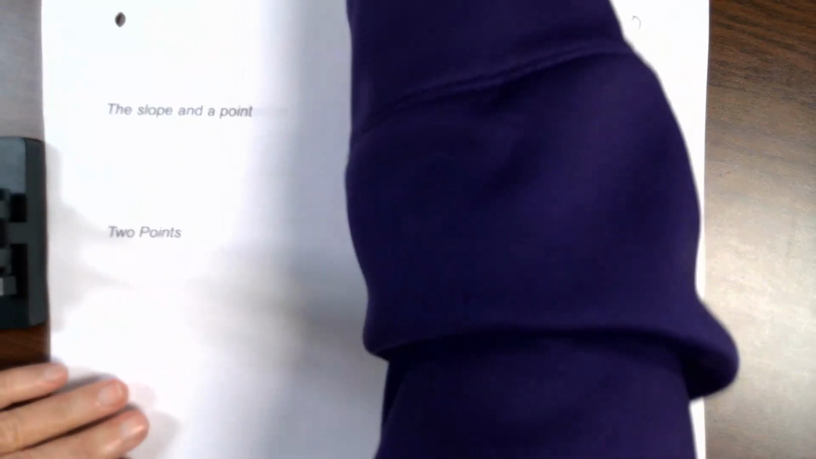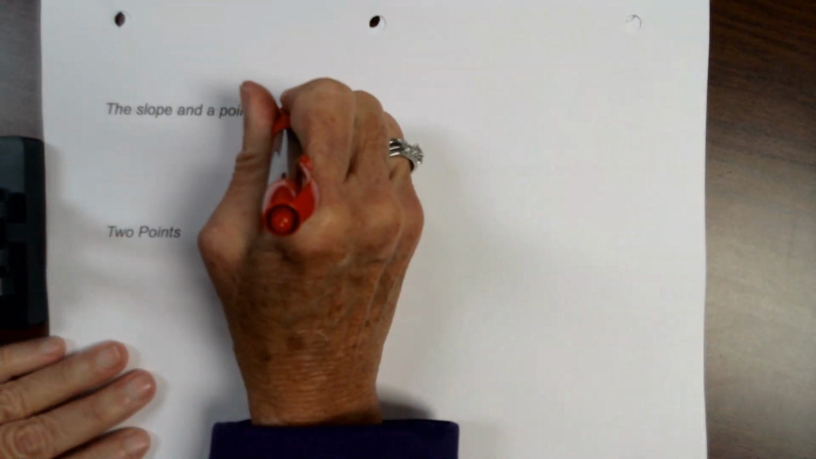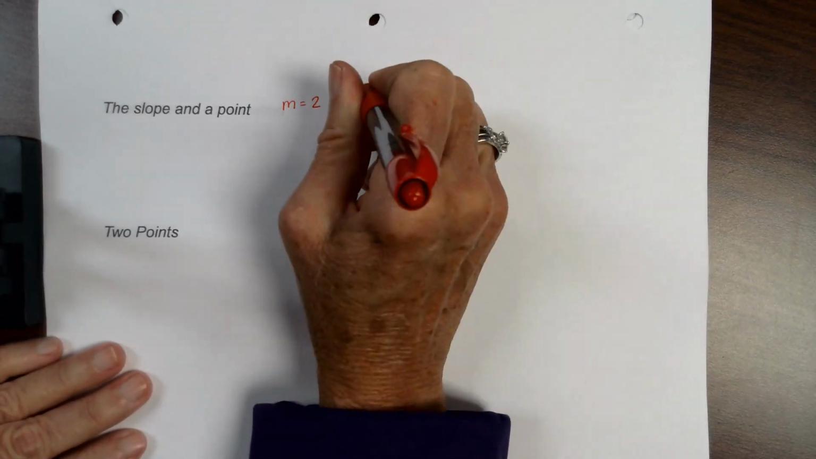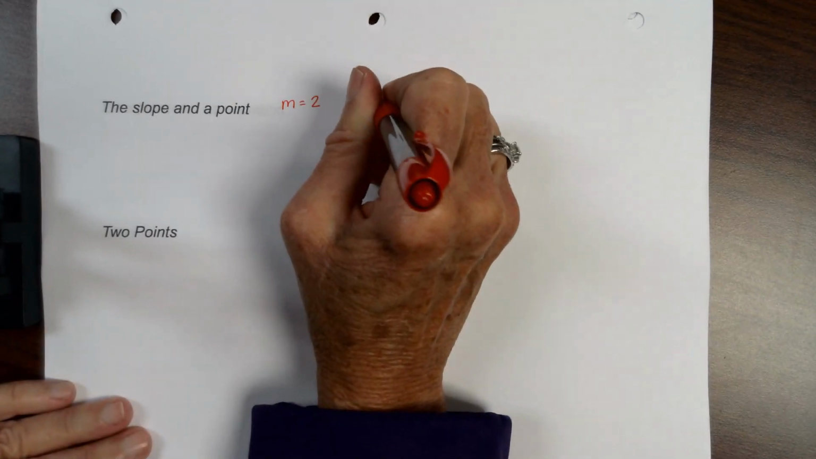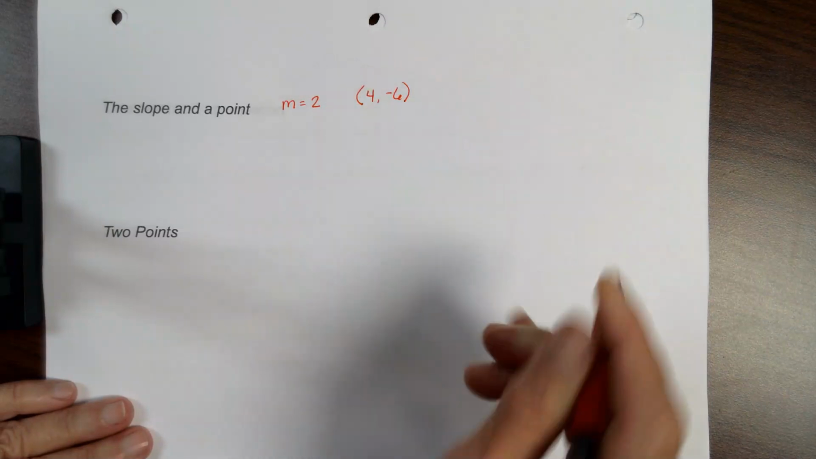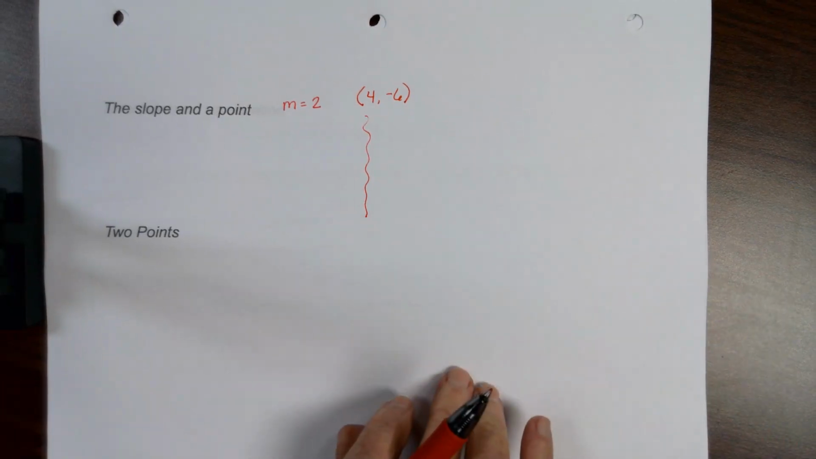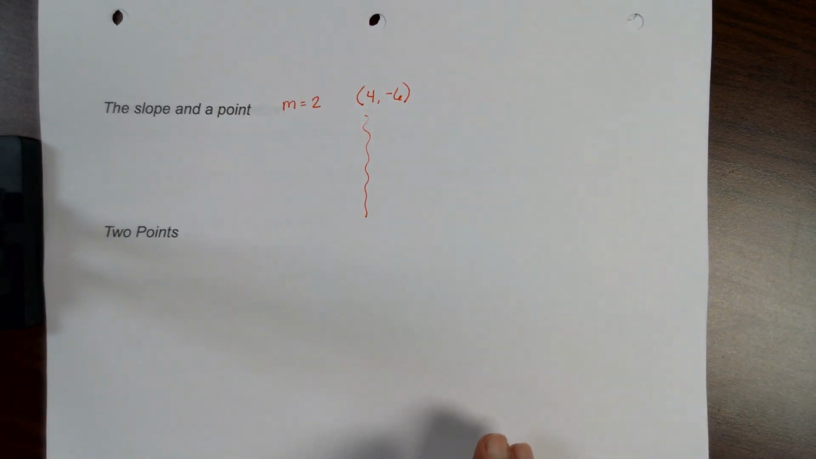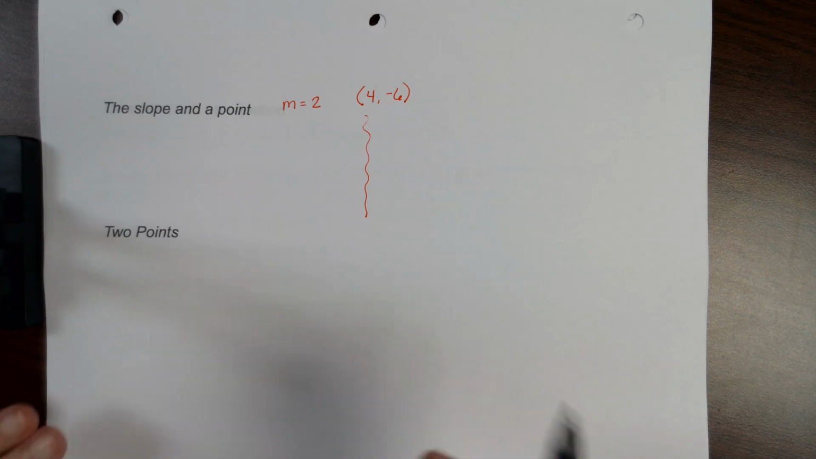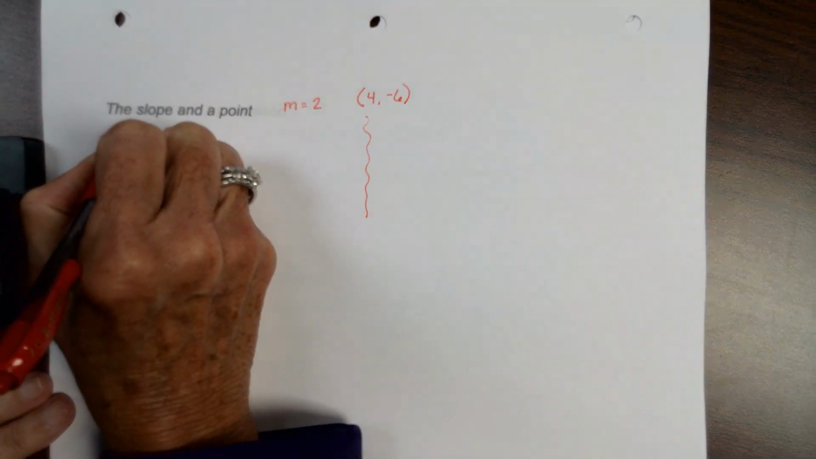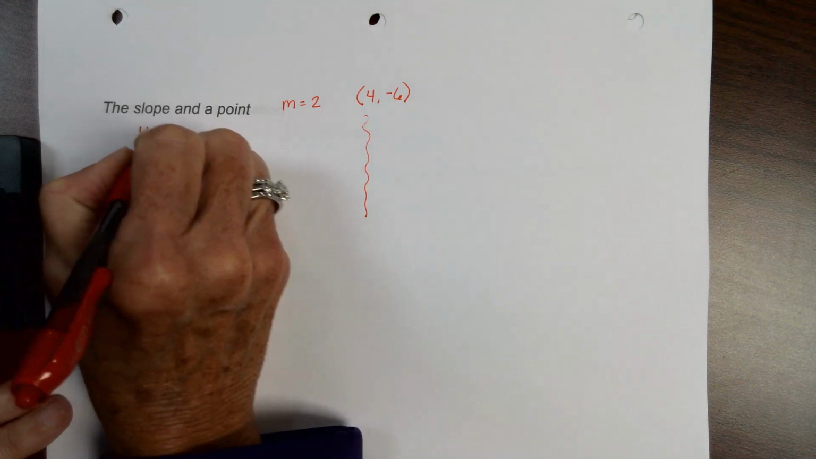Let's say they give me a slope. Let's say the slope is equal to 2 and it goes through the point, I don't know, 4, negative 6. Now, again, you can do it in either form, but if they don't tell you, they want it in slope-intercept, y equals mx plus b. So first thing I'm going to do is put my slope in.